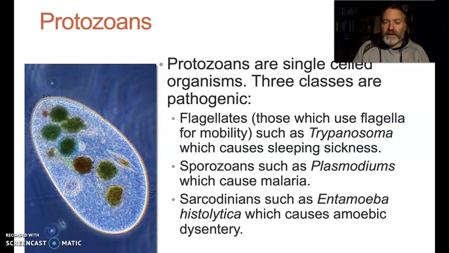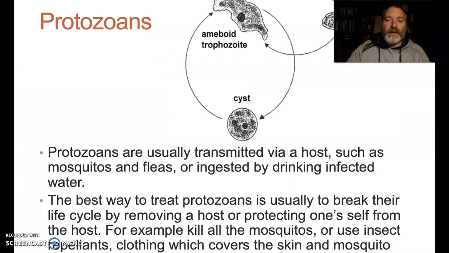I can't remember why the sarcodians are different to the flagellates. They haven't got a tail. Maybe they're covered in cilia. Can't remember now. Again, they can be treated. You can actually find ways of treating these things.